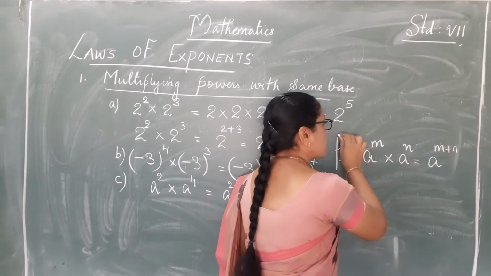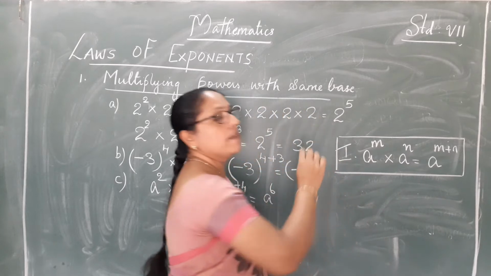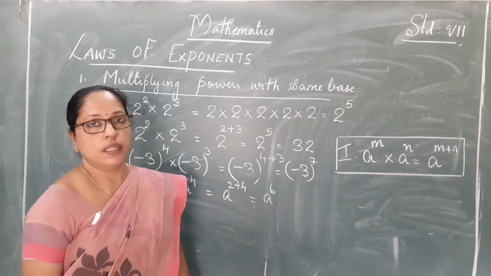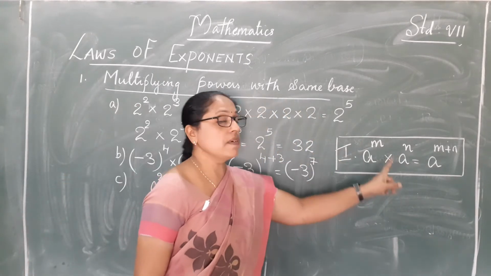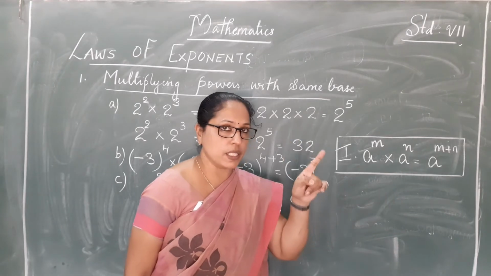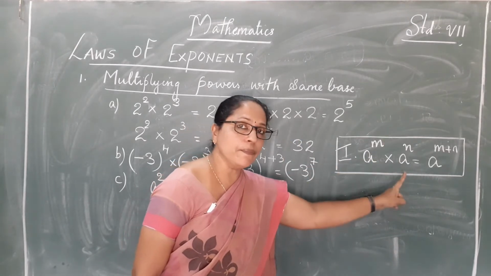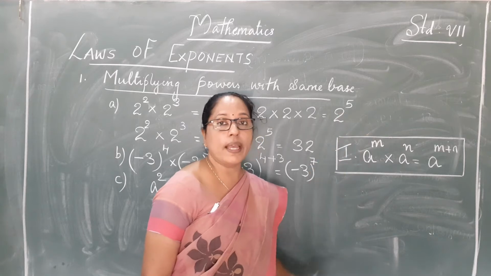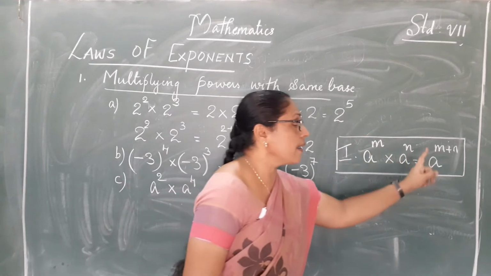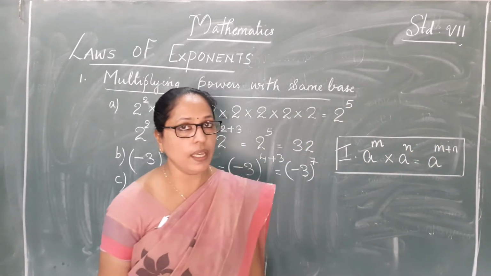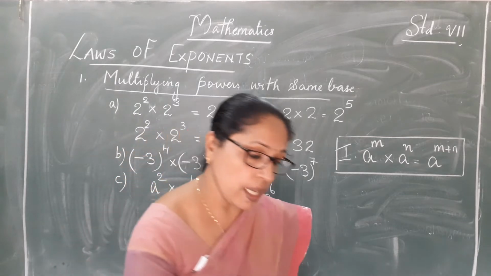So, this is the first law, multiplying the powers with the same base. Okay, multiplying the powers with the same base. So, what is the first law? A raised to M into A raised to N is equal to A raised to M plus N. Okay, so now let's move on to the next law.